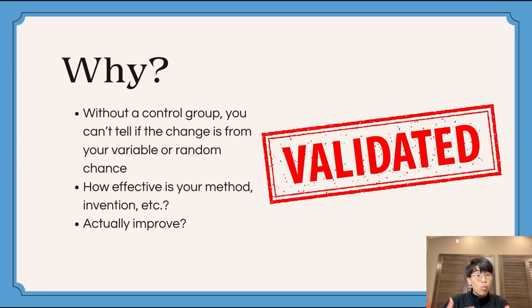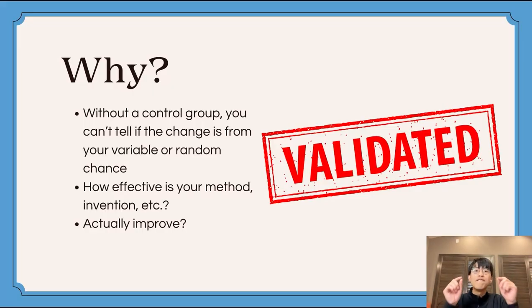And so, once again, why? It's because of validation, right? Without a control group, you can't tell if the change is from your variable, which is the thing you're testing, or some kind of random chance. The plant that grew better in the sunlight might have just happened to grow better. Maybe it's because of the environment, maybe because of the water, or it could actually be because of the sunlight. But I need something to compare it against, which would be not being in the sunlight, which is why I have a control group.